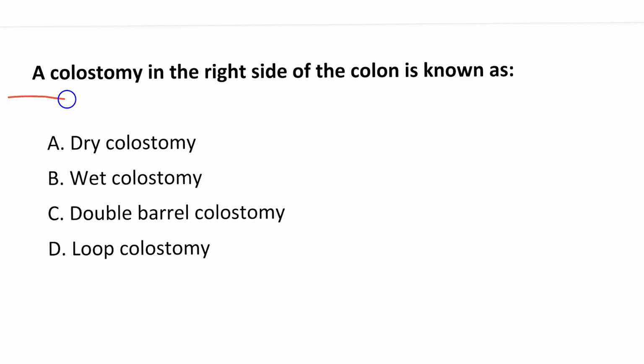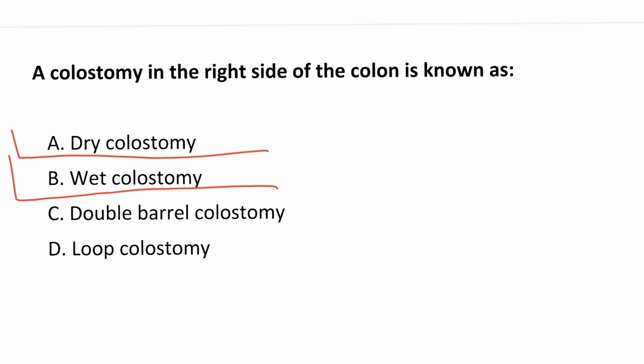Next question. A colostomy in the right side of the colon is known as option A, dry colostomy, option B, wet colostomy, option C, double barrel colostomy, option D, loop colostomy. And the correct answer is option B, wet colostomy is what a colostomy in the right side of the colon is known as.